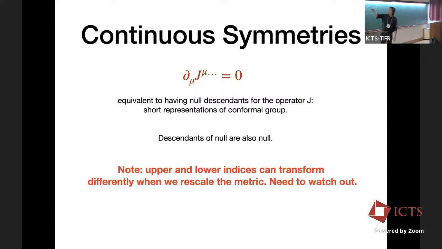So a note of caution: upper and lower indices can transform differently when we rescale the metric, because they differ by rescaling by a factor of G inverse. So you have to be careful when you talk about the dimension of these objects, whether upper index or lower index. You have to work a little bit more carefully. So you need to watch out. I'm not going to solve that problem here today.